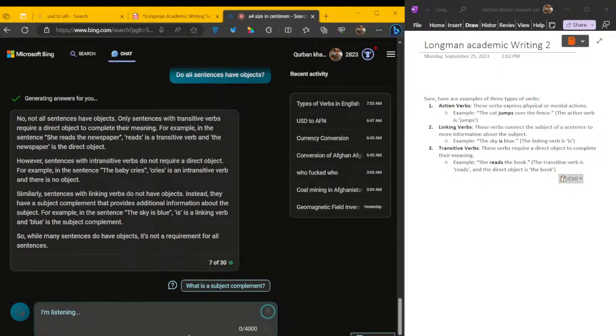My youngest brother is in high school. What is the object in this sentence?